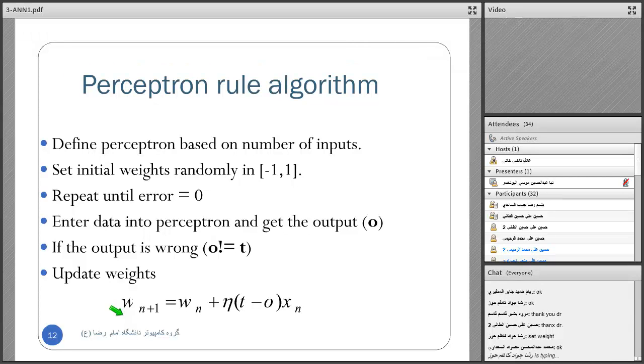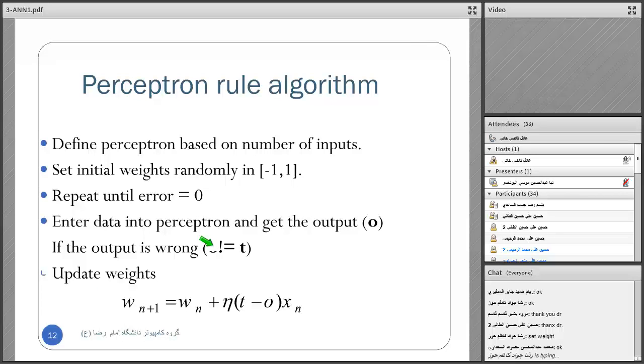Okay, we will have an example of this algorithm. Do you want to translate, please? So can you explain if the output is wrong? The point before last point. Okay, this one. Yes, thank you, doctor.